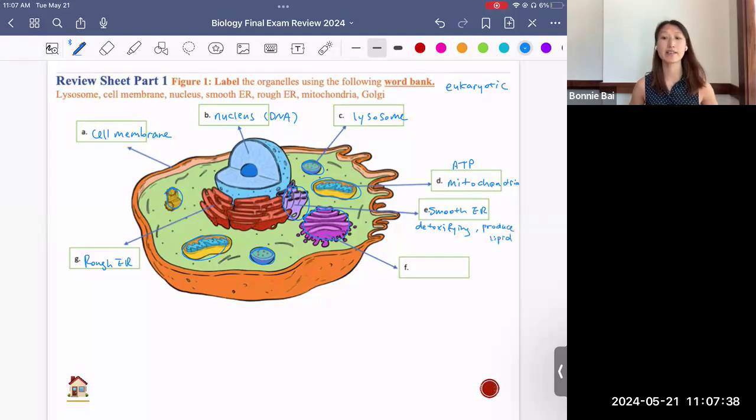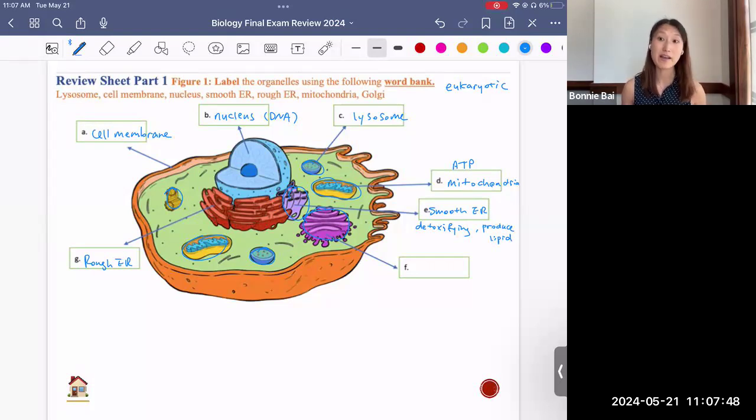What we mean by detoxifying the cell is, if there's any kind of poisonous chemicals that got taken in by the cell, the smooth ER is in charge of breaking down the chemical and ensuring that your cell stays alive. It also produces lipid for a variety of reasons: lipid hormones, other types of lipid. So those lipids are also produced using the smooth ER.